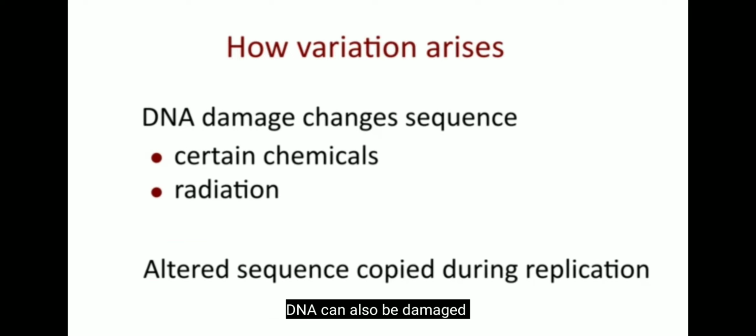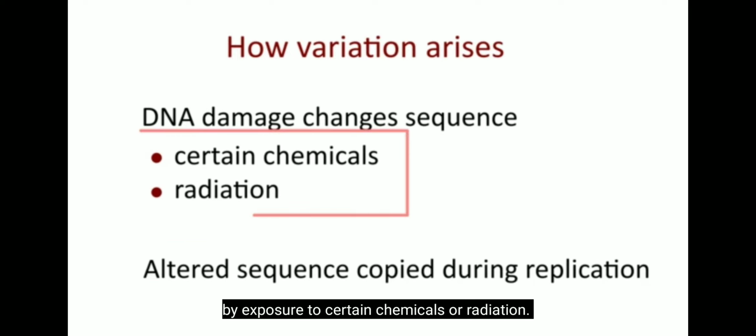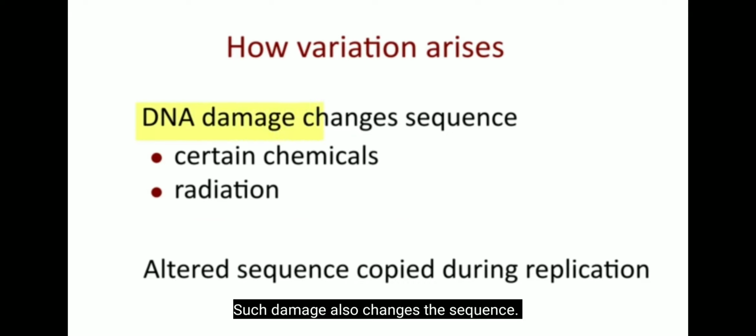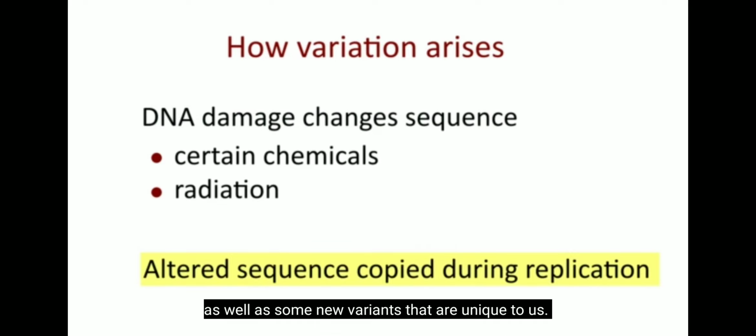DNA can also be damaged by exposure to certain chemicals or radiation. Such damage also changes the sequence. If such changes in sequence occur in reproductive cells, we may pass these new variations to our children. All of us have many inherited variants as well as some new variants that are unique to us.